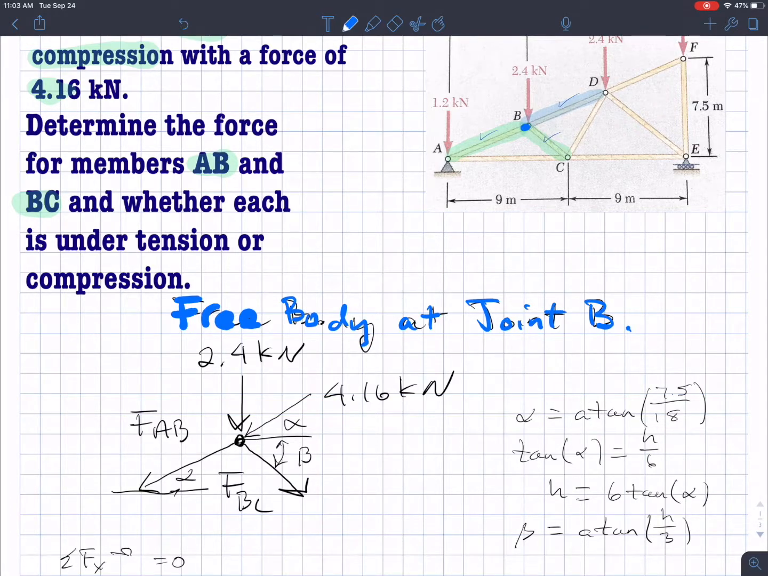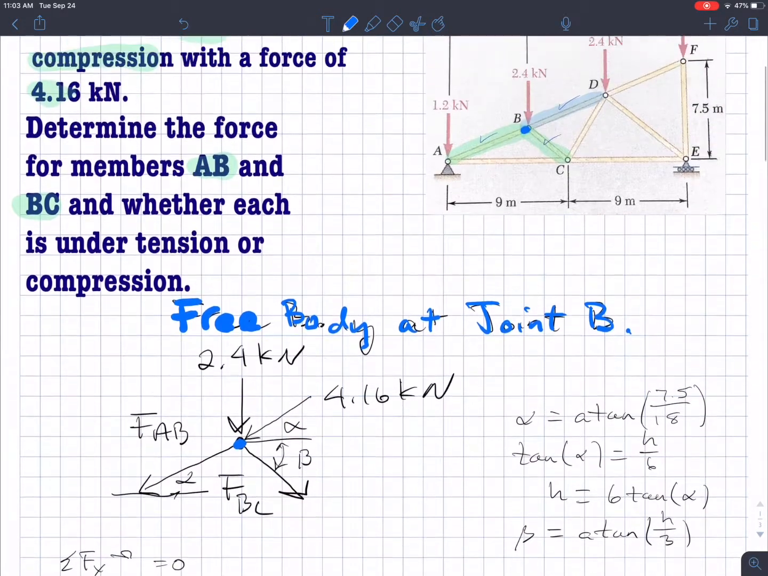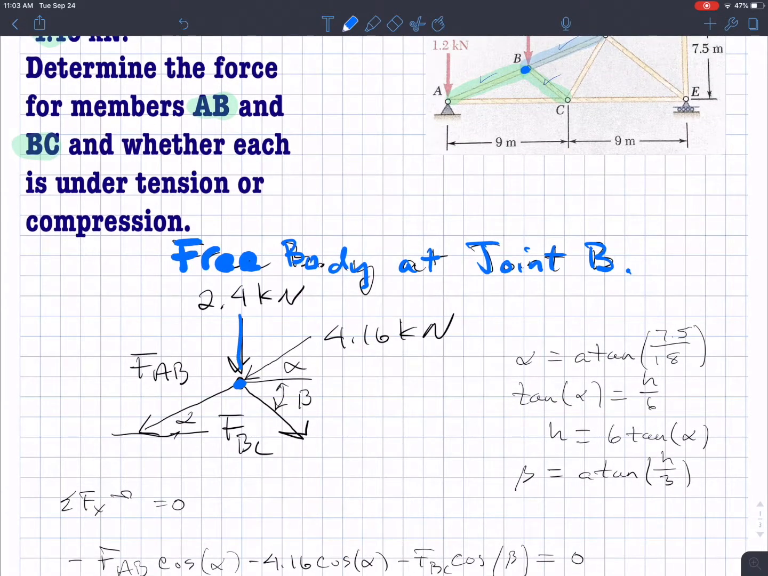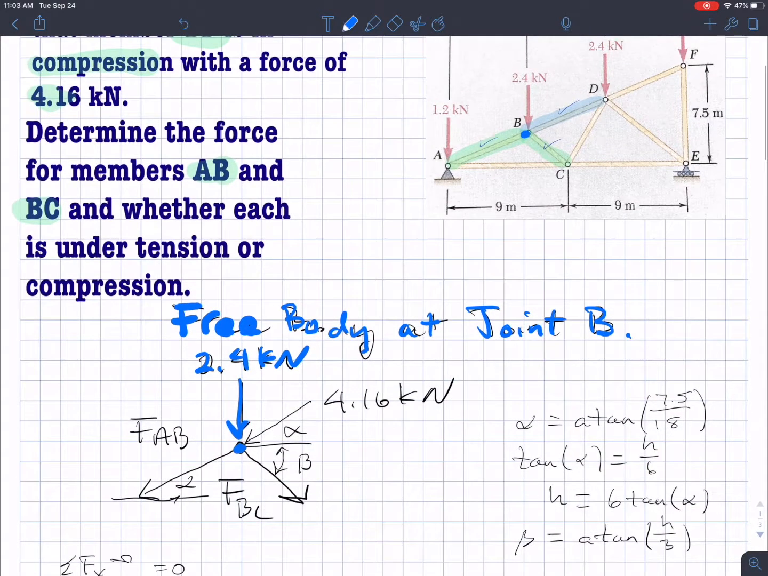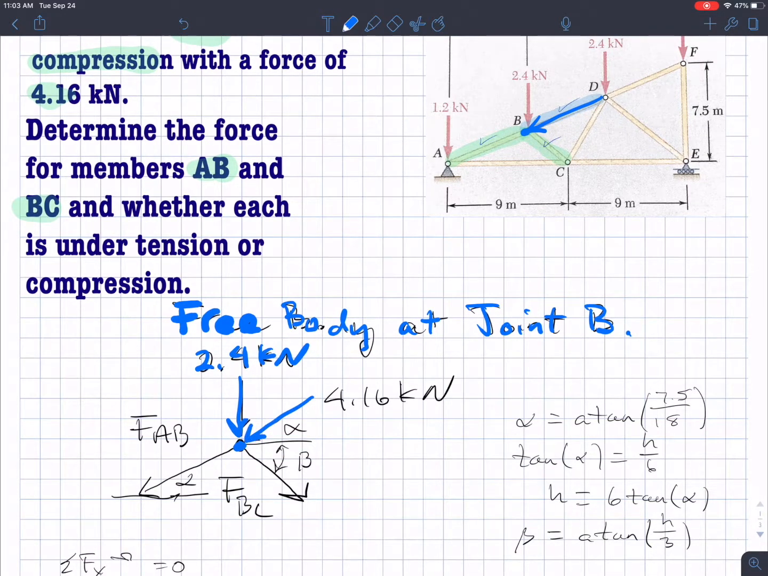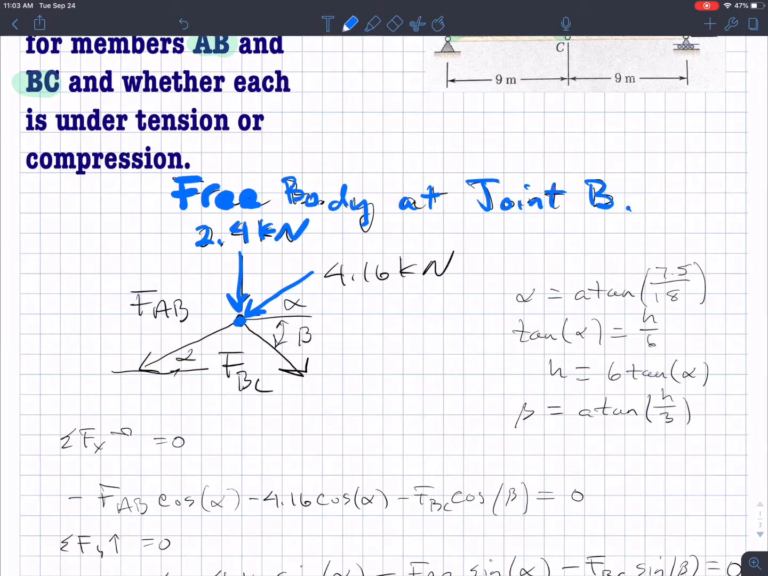B. Okay, so we see at B, we notice there's this 2.4 kilonewton force acting down. All right, we know this has been given, and we know it's under compression, so the member is under compression, so there's forces pushing it together, so it pushes back onto that joint. So remember, if it's under compression, the arrow is going to go into the joint. Okay, and so that was given at 4.16 kilonewtons, and it's at the same line of action as FAB. Okay, so FAB is one of the unknowns.